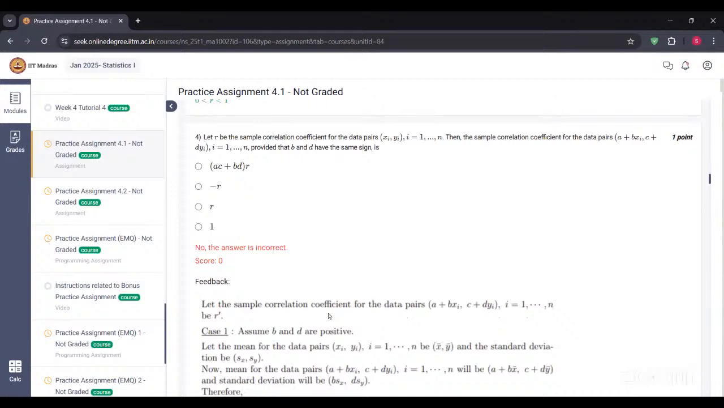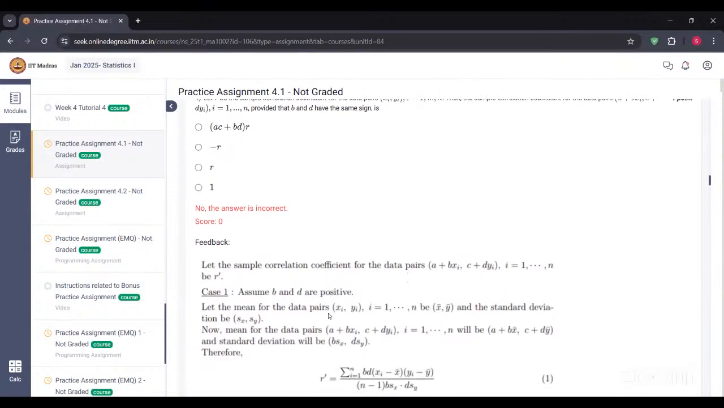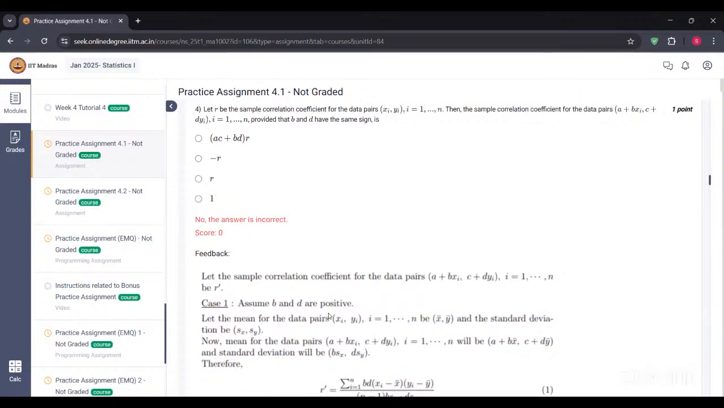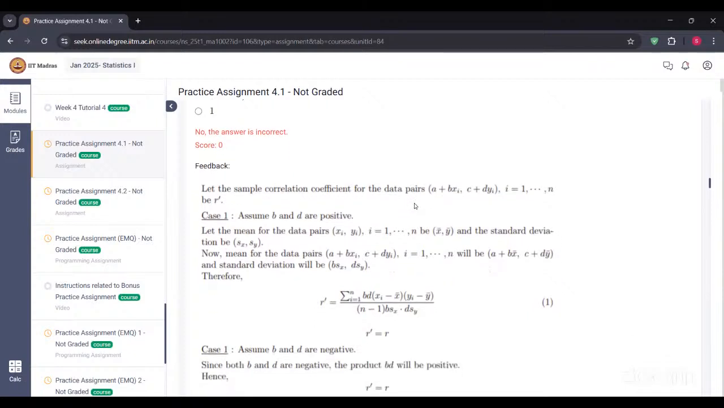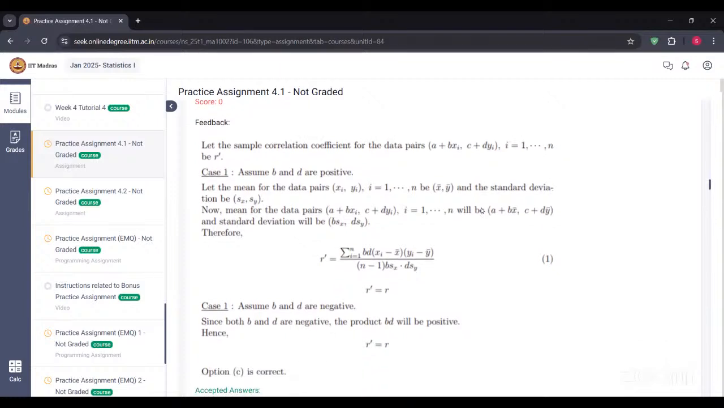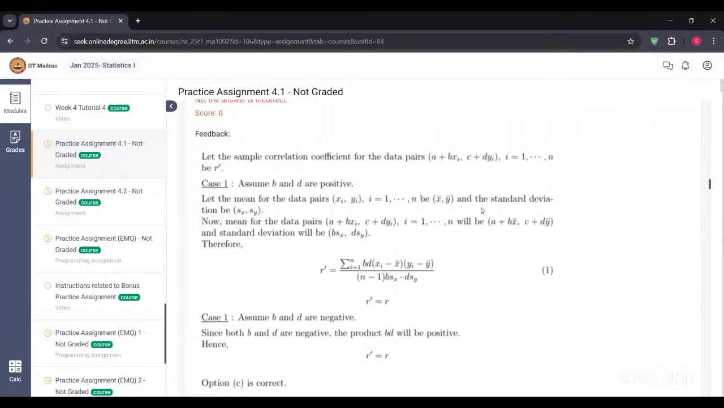Okay. So like question 4 also. Yeah. Pairs, B and D are having the same.